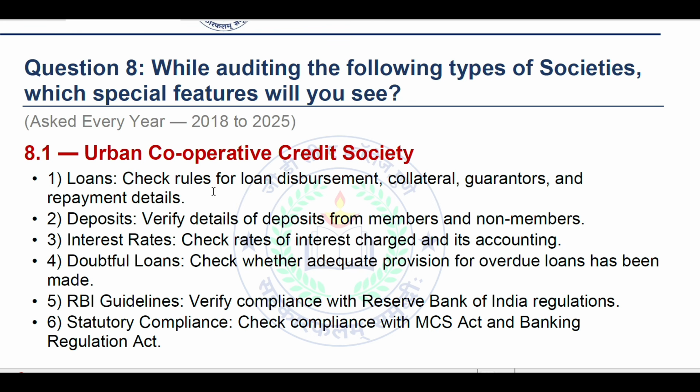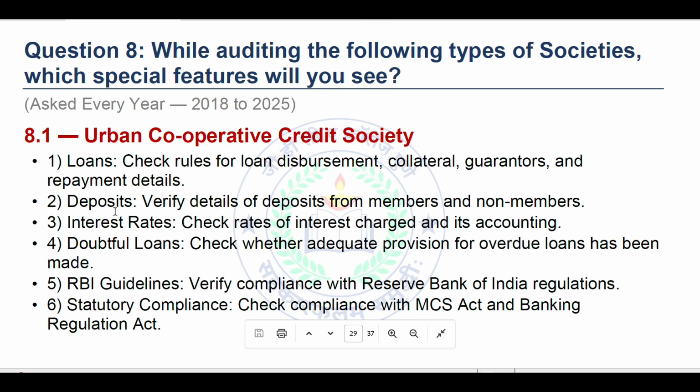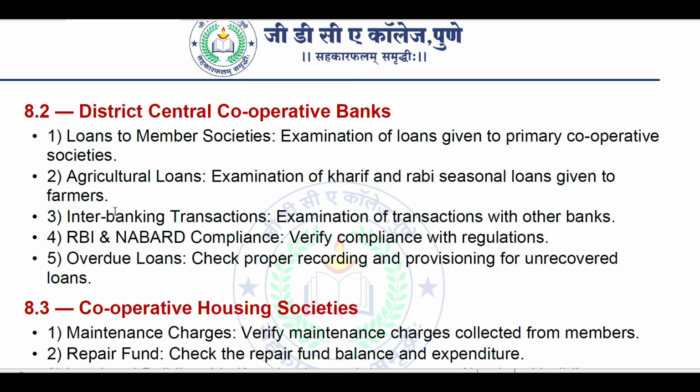First, loans: check rules for loans, disbursements, collateral, guarantors, and repayment details. Deposits: verify details of deposits from members and non-members. Interest rates: check rates of interest charged and its computation. Number 4, doubtful loans: check whether adequate provision for overdue loans has been made. RBI guidelines: verify compliance with Reserve Bank of India regulations. Number 6, statutory compliances: check compliance with the MCS Act and banking regulations.